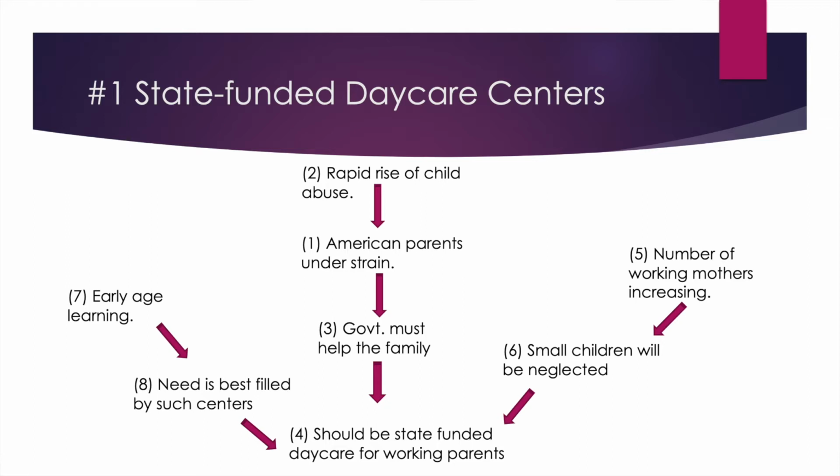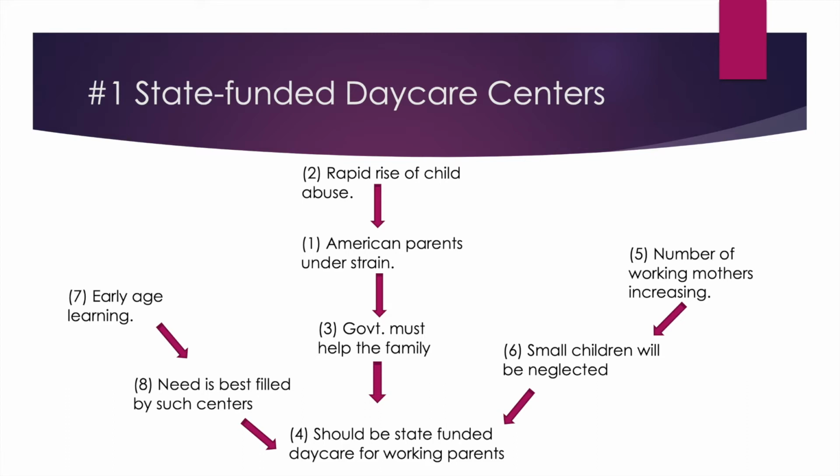And then finally, we could call this the learning line of argument. Remember, we always move an argument from what we know to what we don't know, right? So we know that children learn best at an early age, and such daycare centers can fill that need. So 7 is evidence for 8, and then 8 becomes another reason why there should be state-funded daycare for working parents. So that's the completed diagram of example number 1.